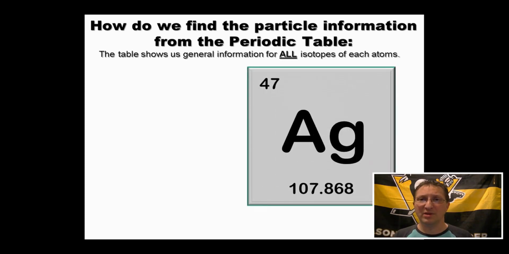Here we have silver, Ag. And the very basic periodic table is going to have a symbol and a couple numbers. That's it. Most periodic tables are going to have a lot more than that, but this is basic. So what are those numbers?